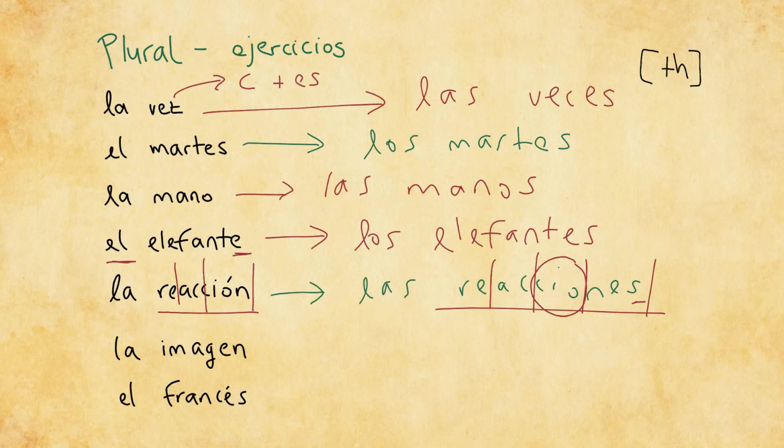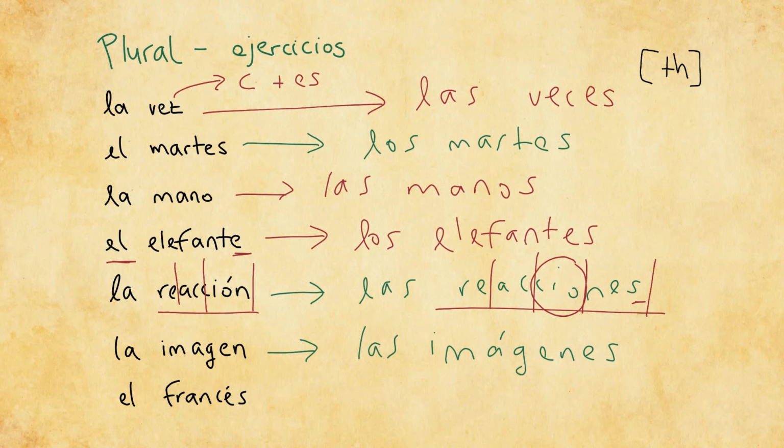So la imagen, which means image, again, a word very similar to the English language. And we can say that it ends with a consonant. What do we do when we have a word ending with a consonant and we want to make it into a plural form? Well, we add es. So la imagen, las imágenes. And again, what I did here is that I added the accent because in the singular form the accent is on this syllable, and I want to keep it on that syllable even if I'm doing the plural form, so I have to add it there.